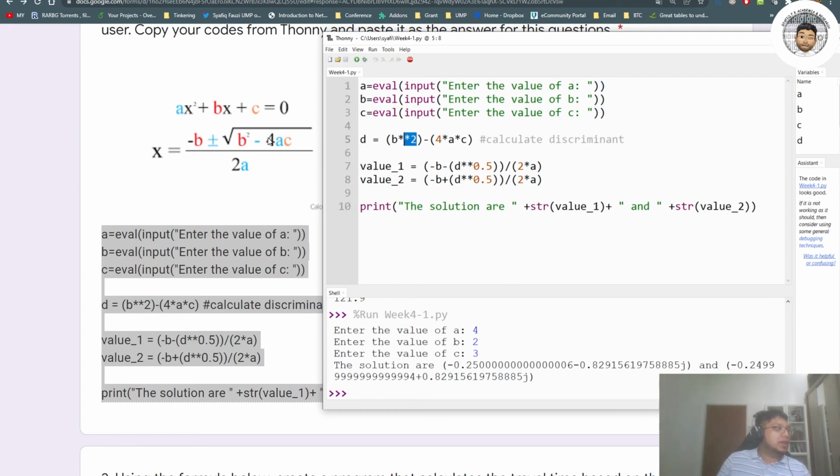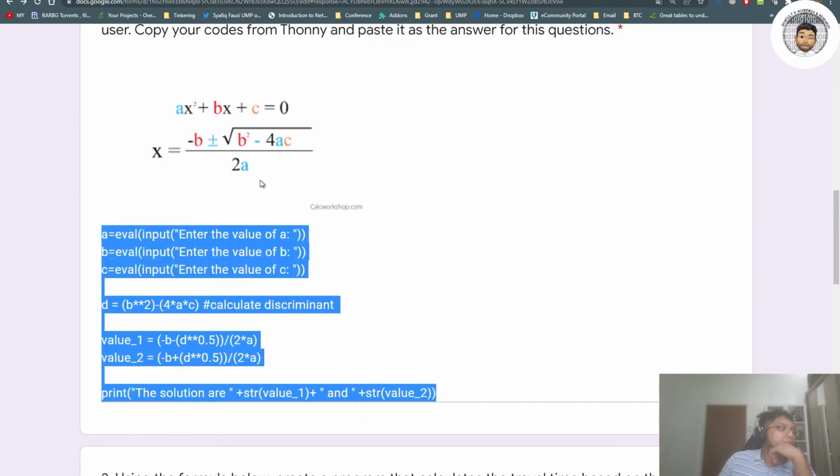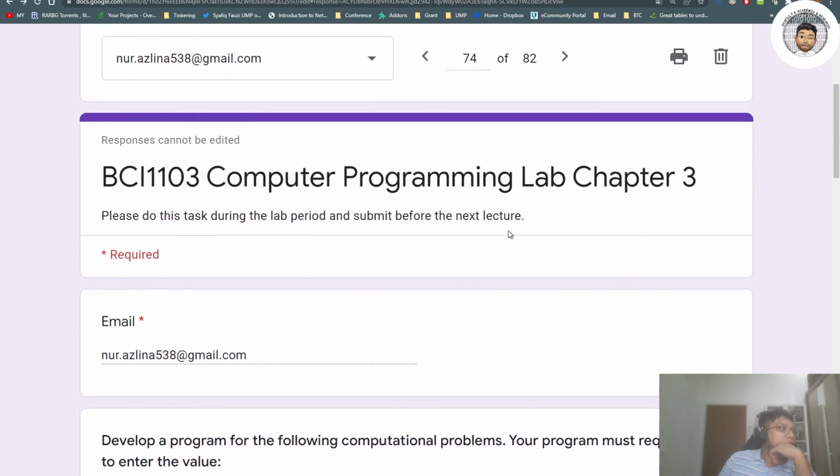B, D is, what is D? D is B power of 2 minus 4AC. Oh, she created the D first. Good. So minus B divided by 2A, D power of 0.5. Good. This is root 2. So this one is good, which means that the result is correct. No problem in the equation for question 1. Thank you, Nur Azlina, for the answer.